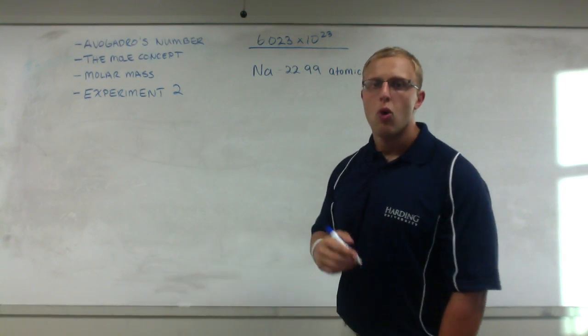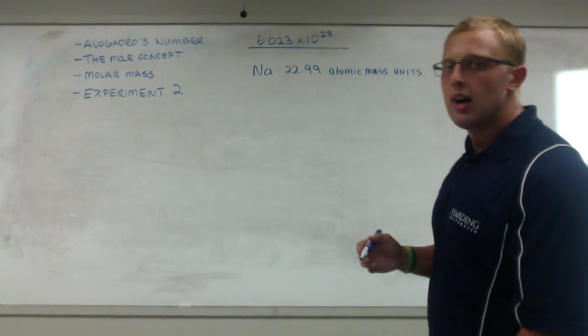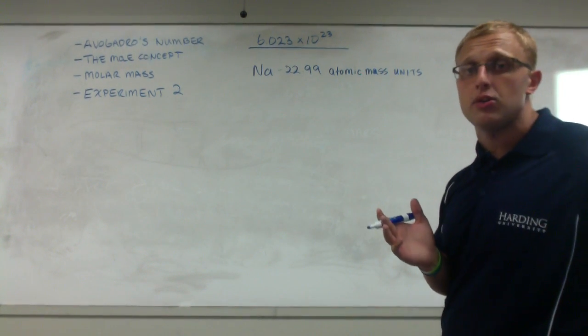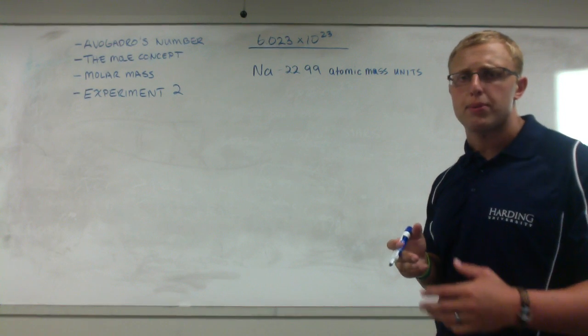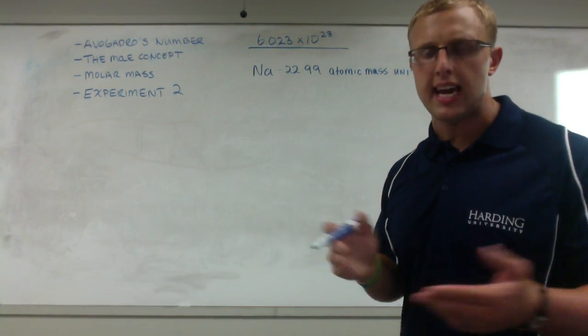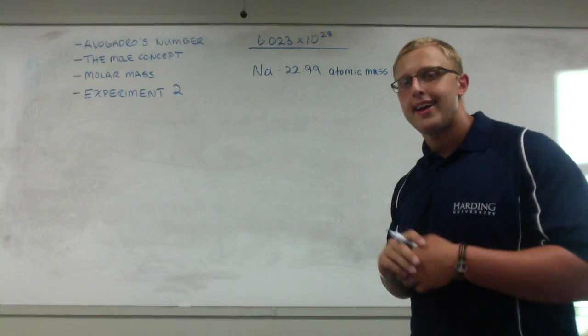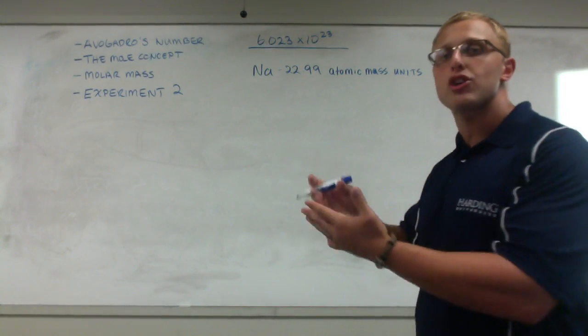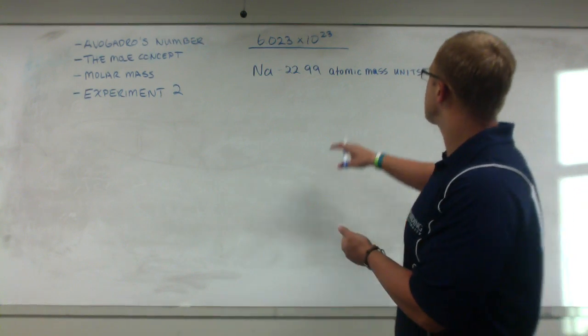Well, you might ask, what are atomic mass units? Well, I like the definition I gave you today. It's a completely arbitrary unit that we chose as chemists to represent the atomic scale. We chose that an atomic mass unit would equal 1/12 the mass of a carbon-12 atom. And that's where we get atomic mass units.